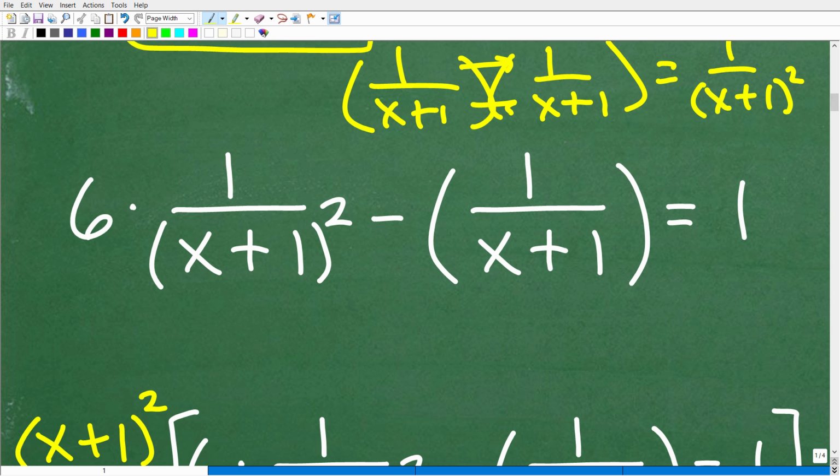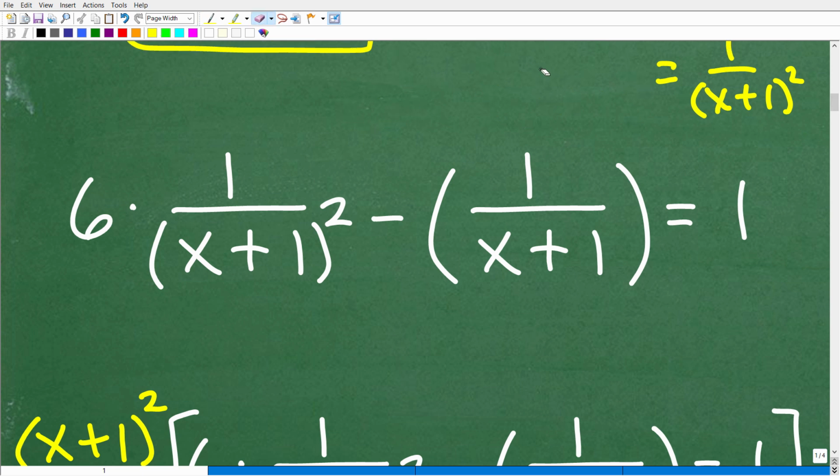Now, the reason why I did that is because now I can look at this rational expression and clearly see the denominator. The denominator here is x plus 1 squared, and the denominator over here is just x plus 1, and now I have this 6, that's really 6 over 1, here's the denominator, and then I have 1 over 1, and here is the denominator.